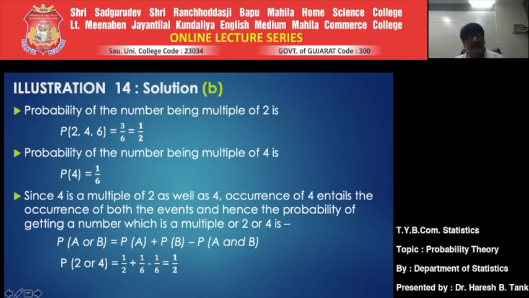Since 4 is a multiple of 2 as well as 4, occurrence of 4 entails the occurrence of both the events, and hence the probability of getting a number which is a multiple of 2 or 4 is probability of A or B, which is probability of A plus probability of B minus probability of A and B. That means it is 1 half plus 1 upon 6 minus, only one way you can get A and B, 2 and 4, which is 1 by 6, which comes to 1 half. Is it clear?